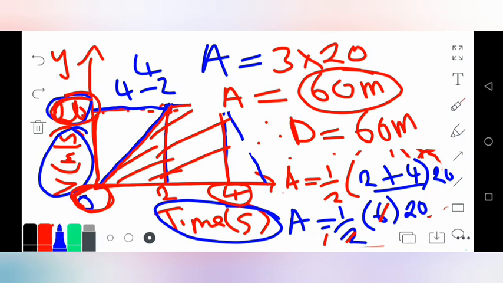Remember, the unit for distance is meters. Those are the most important things that you have to understand.